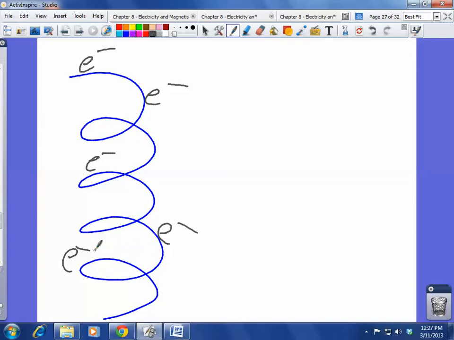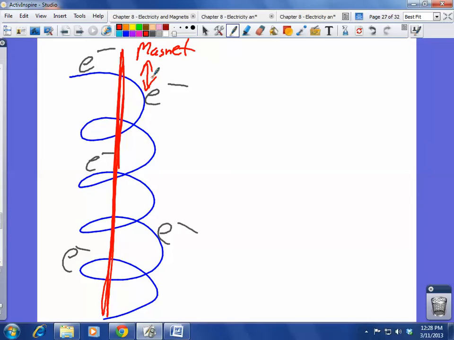If I stick a magnet here and I move this magnet up and down, since we just said every magnetic field has an electric field, every magnetic wave has an electric wave, and vice versa, basically what I'm going to be doing is creating this electric field, electric wave. I'm actually going to push these electrons around this coil.